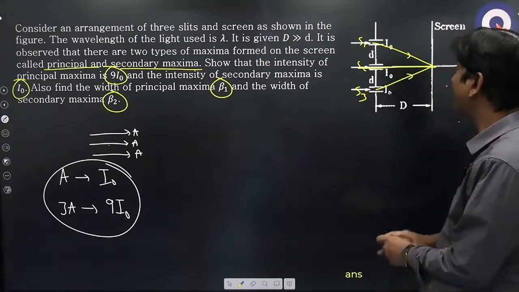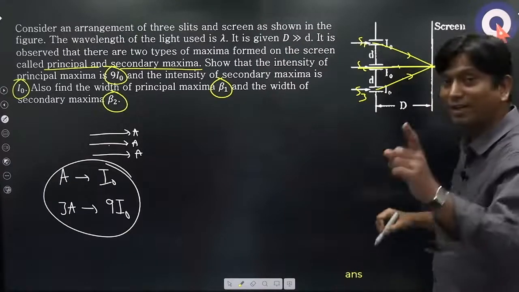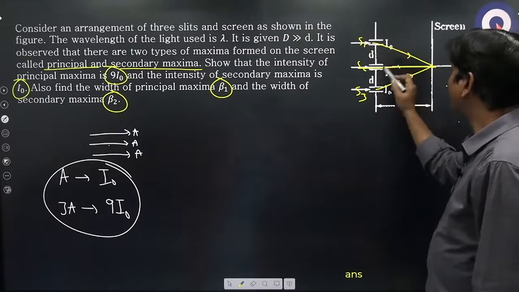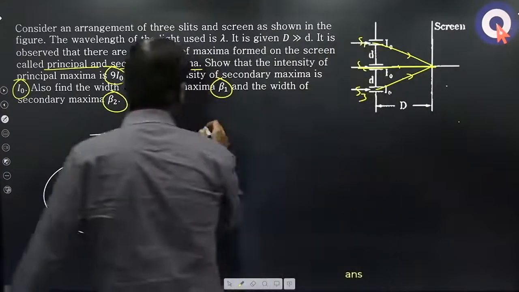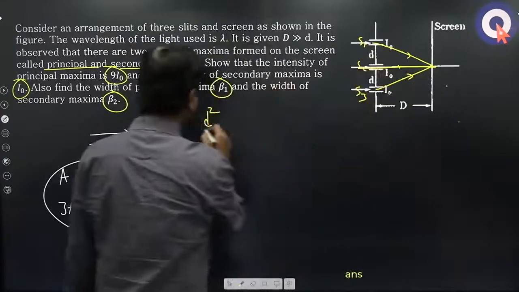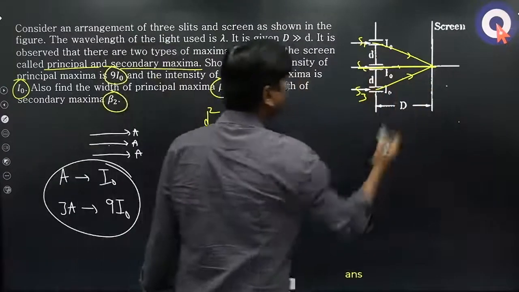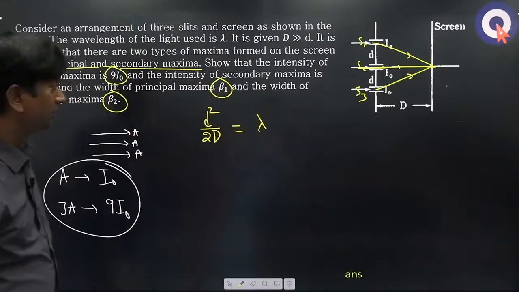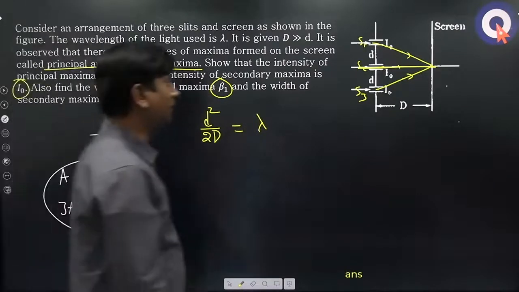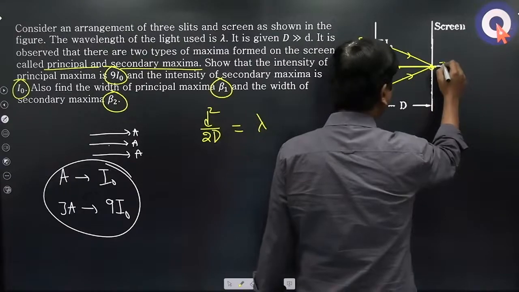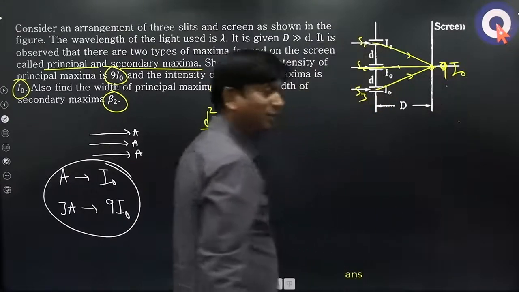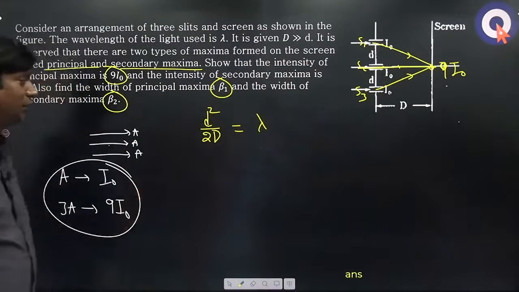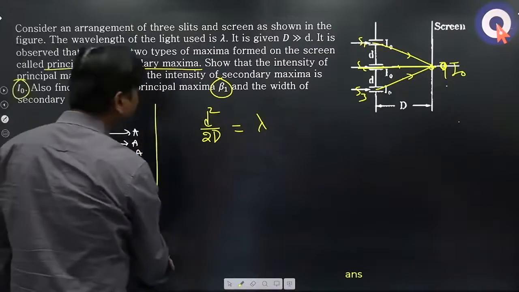Right? So for that, what is the condition? Between these two you should get what? Lambda, right? So how do you take between these two as lambda? What is the path difference between these two? As I told you, d square by 2 capital D, because this minus this is d square by 2 capital D. That should be exactly equal to lambda, then it will work out. And that time you will definitely get here 9 I naught. Let us consider only the principal maxima where you are going to get 9 I naught. Okay, d square by 2D should be equal to lambda. That is the condition.